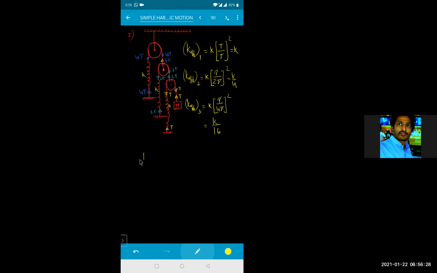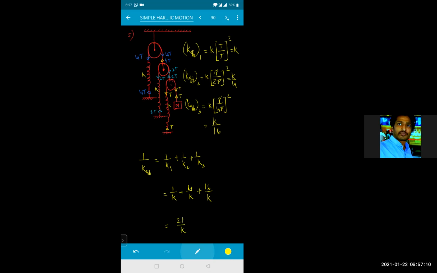All of them are to be taken in the series combination. So 1 by K effective will be equal to 1 by K1 plus 1 by K2 plus 1 by K3. This one is 1 by K, K2 is 4 by K, and this one is 16 by K. Can you take the LCM for this one and try to do? So this will be equal to 21 by K.